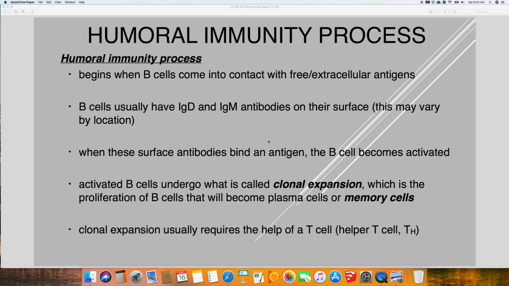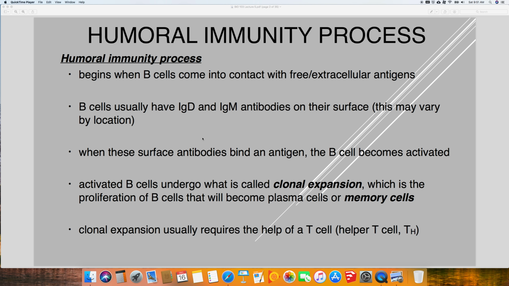Remember, adaptive immunity is specific, and we also develop memory with our adaptive immune system. And we started talking about the process of humoral immunity, which is the antibody based immunity. And this is going to start when B cells come in contact with antigens that are free or just extracellular in the solution in the body. Okay, B cells, as we know, have IgD and IgM on their surface, and when these surface antibodies bind that specific antigen, the B cell becomes activated.